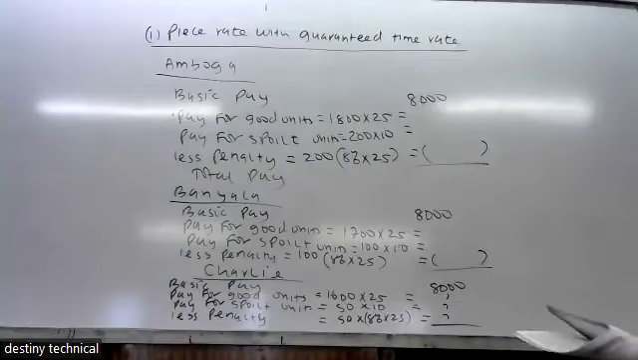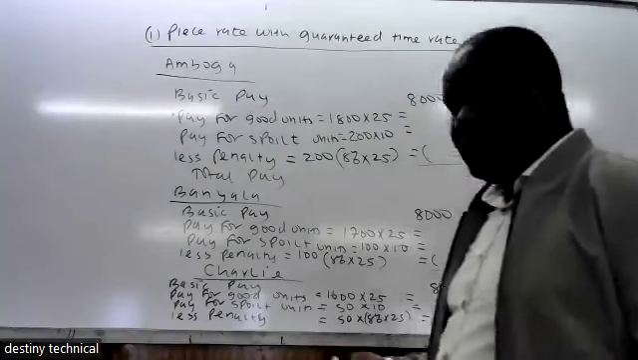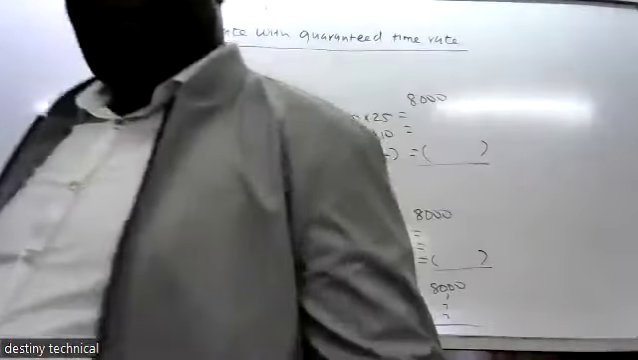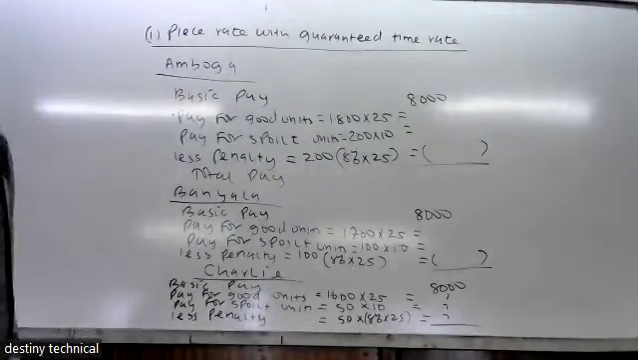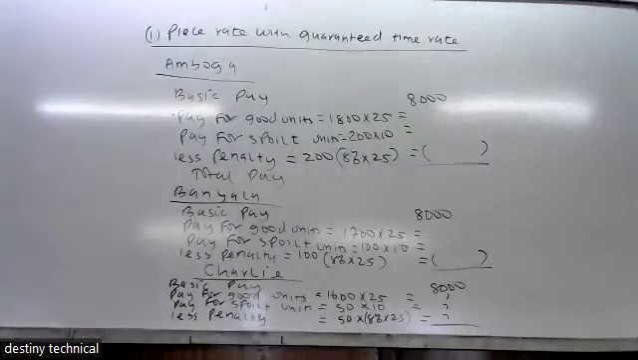So that is now for the piece rate with granted time rate. So you have not given me the figures. You let me know. Abongo was able to get a total pay of how much? Banyala the same, also Charlie the same. So you give me those figures.